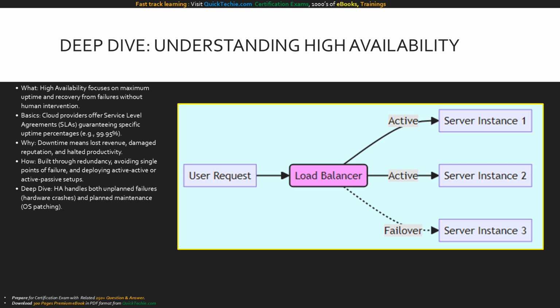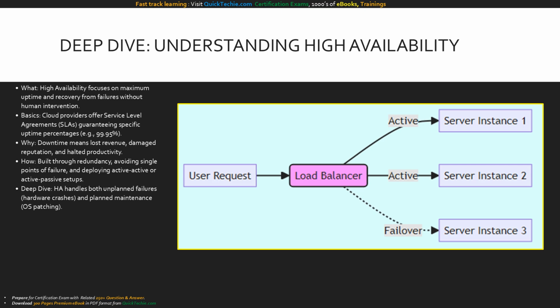On the left, we start with the incoming user request. Instead of hitting a single server directly, which would be a massive single point of failure, the request hits a load balancer, highlighted in pink. The load balancer is the intelligent traffic cop of your architecture. It constantly monitors the health of the servers sitting behind it. You can see it actively routing traffic to server instance 1 and server instance 2. These servers are running in an active state, sharing the load.